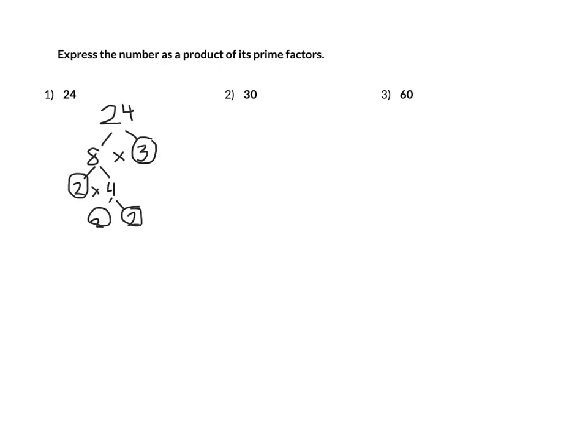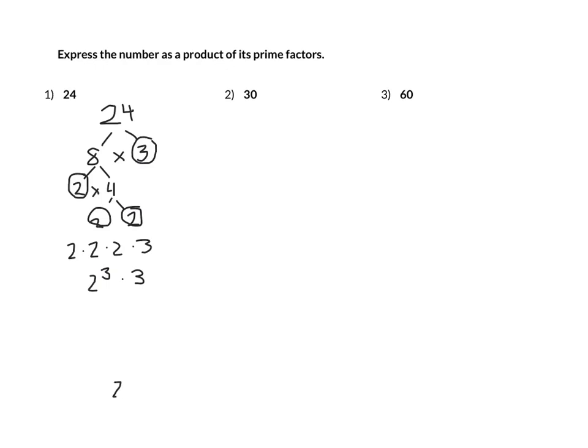So when I look at all my circled numbers at the end, I know that a 2 and a 2 and a 2 and a 3 make up 24. And if I multiply them, 2 times 2 is 4, times 2 is 8, times 3 is 24. I could also rewrite this as 2 to the third times 3. Both are considered the product of the prime numbers. I prefer a different method, the cake method, where I continue to divide.